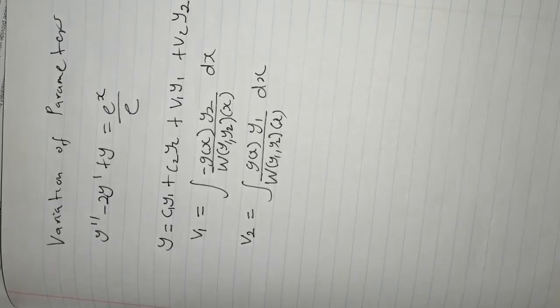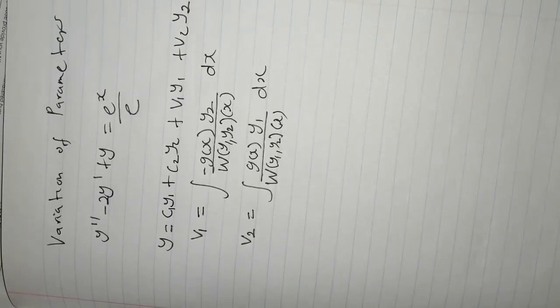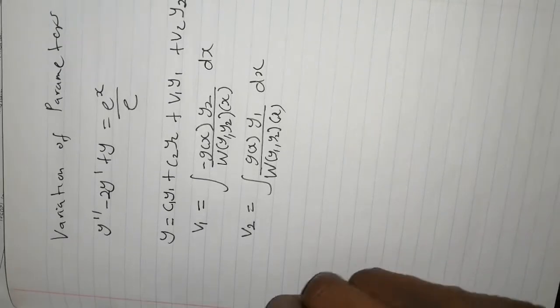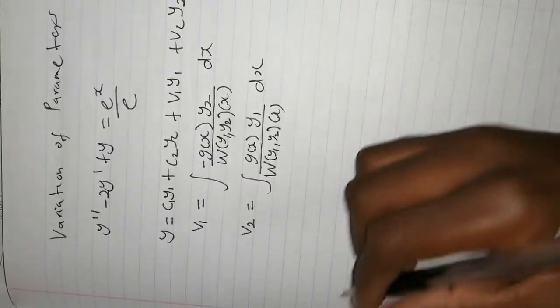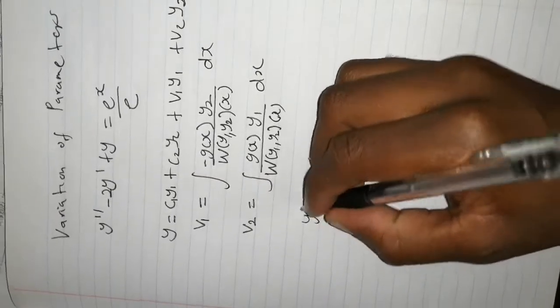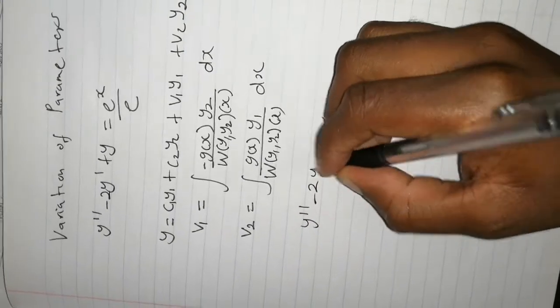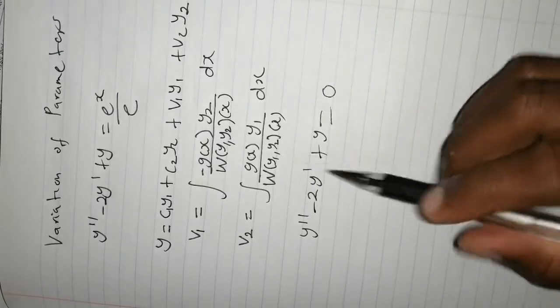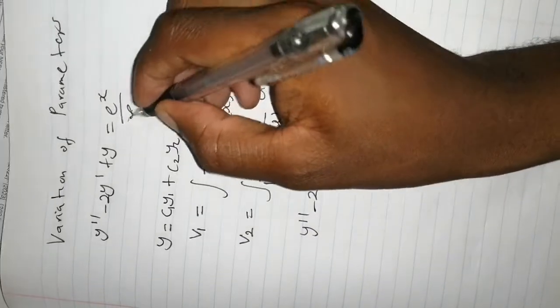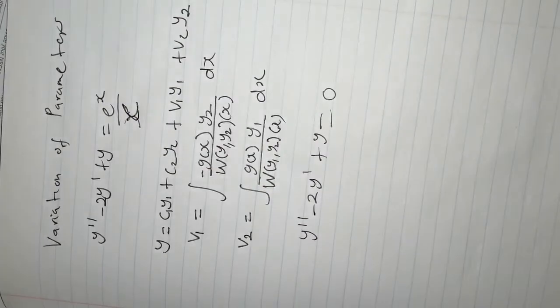So tonight I'm going to do an example of variation of parameters. So we need to find y1 and y2. For us to find y1 and y2, we solve the homogeneous part. I think I had already shown you this example. So we let this be equal to 0. Sorry for that, this is x, not e.